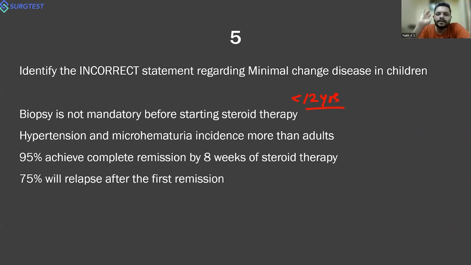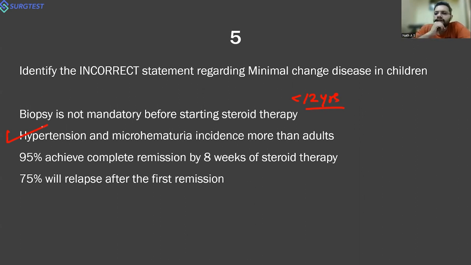You are presuming it to be minimal change nephropathy, which is the most common cause of nephrotic syndrome in pediatric age group. So actually start steroid. So the option A is correct. Biopsy is not mandatory. And just like I just told you, hypertension and microhematuria are atypical features which are more seen in adults and not children. So that's the incorrect statement. The answer to this is B.